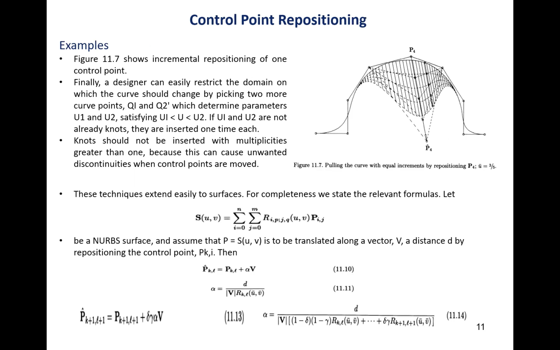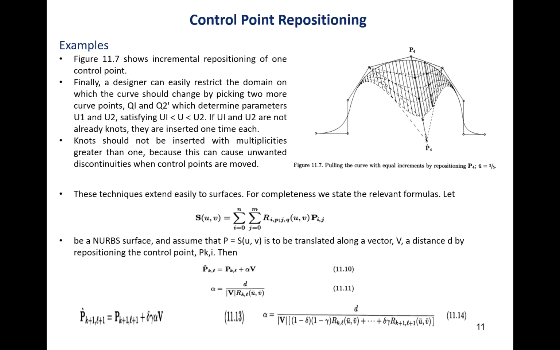Coming to the examples of moving 2 points. This figure 11.7 shows incremental repositioning of one control point. Finally, a designer can easily restrict the domain on which the curve should change by picking 2 or more curve points, which determine parameters, or if they are not already knots, then they are inserted one time each. Knots should not be inserted with multiplicities greater than 1, because this can cause unwanted discontinuities when control points are moved. The figure shows a pull in the curve with equal increments by repositioning P4 x.